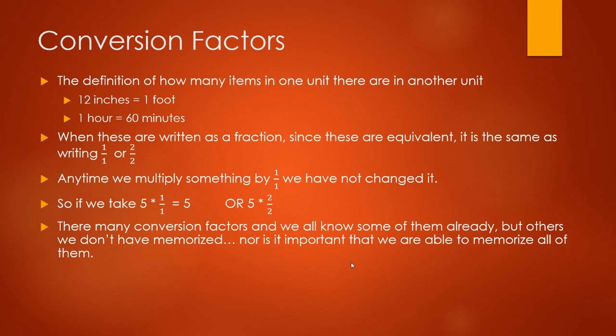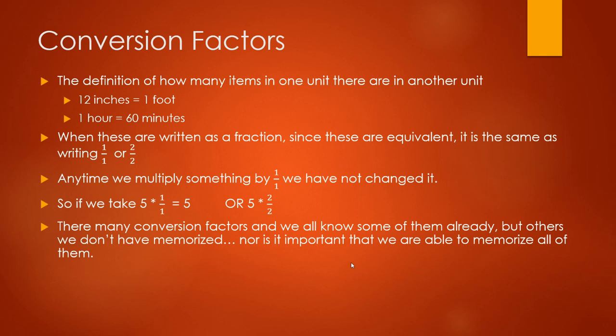So when we take these conversion factors and you write them as a fraction, since they're equivalent, they're the same as writing 1 over 1 or 2 over 2, which is the same thing. So anytime we multiply something by the fraction 1 over 1, we've really not changed that original item. So if we take something like 5 and multiply it by 1 over 1, it's still 5. Or if we take 5 and multiply it by 2 over 2, it's still 5. So we really haven't changed what our original data is. We've just attempted to use a conversion factor, which is basically 1 over 1, and change the units.